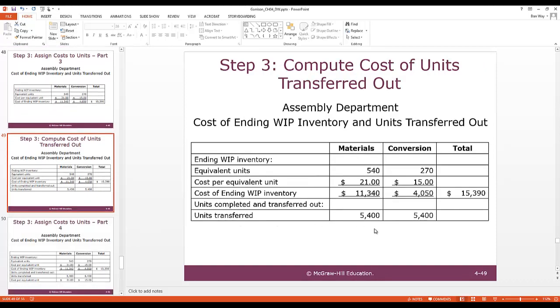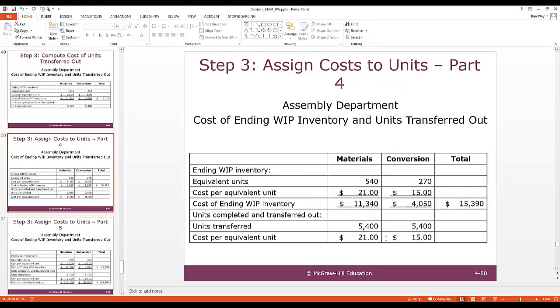So now to compute the cost of units transferred out, think back for just a moment, and our units transferred out in this particular example were 5,400. And again, the reason those are counted the same way with respect to both materials and conversion is because any unit that's been completed and transferred out is 100% complete with respect to everything, regardless of what our cost categories are. Right? Otherwise, we wouldn't be transferring out if it wasn't done, in other words.